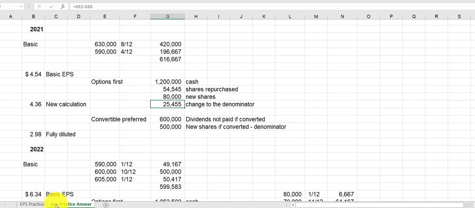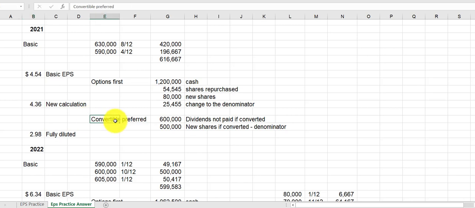Now you can go on and do the rest of it, but I usually make an interim calculation and calculate the net income minus the preferred dividends, and then add the 25,000 to the 616 that we got earlier to just see where we are. So EPS went down to 4.36, which should always happen when we're considering the diluted shares. If it goes up, we might have done something wrong, or we could have a situation where it doesn't dilute our earnings per share.